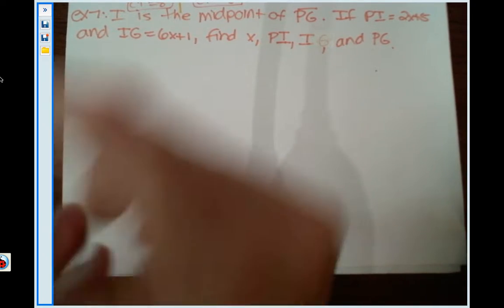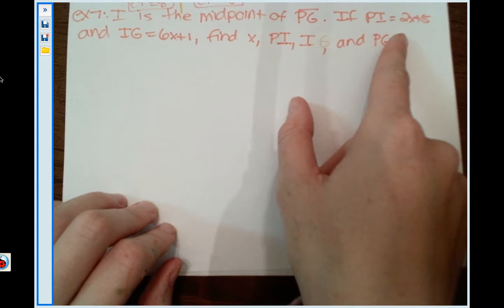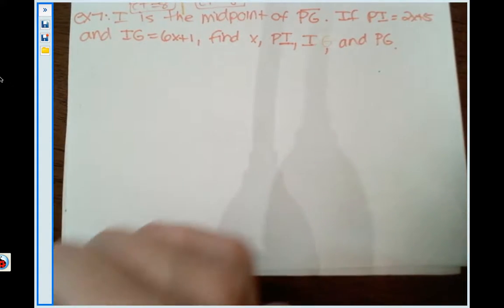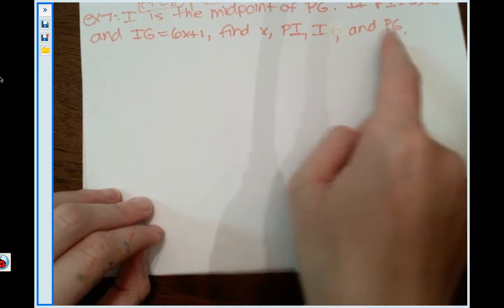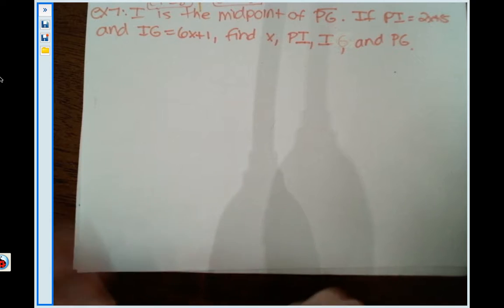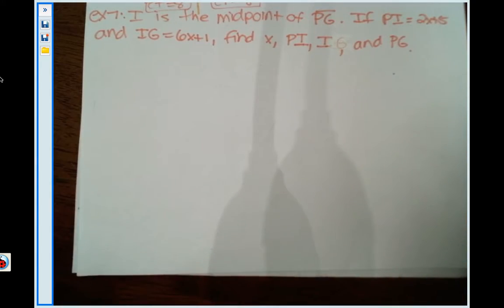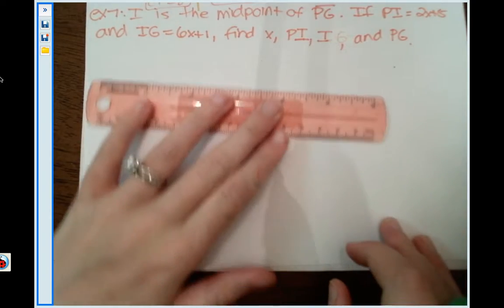But anyways, it says I is the midpoint of PG. If PI is 2x plus 5 and IG is 6x plus 1, find x, PI, IG, and PG. So there's lots of things we're solving for. And again, you guys, since we don't have a picture, it's always helpful for you to draw a picture so you can kind of visualize what's going on.